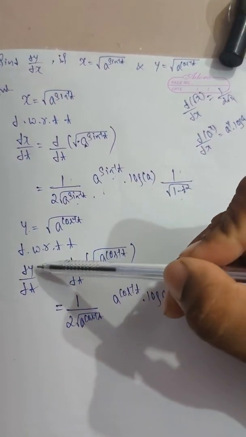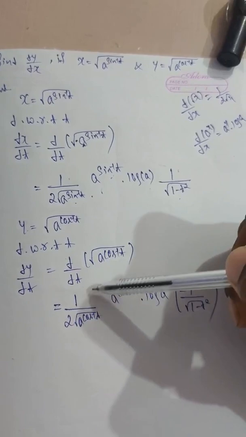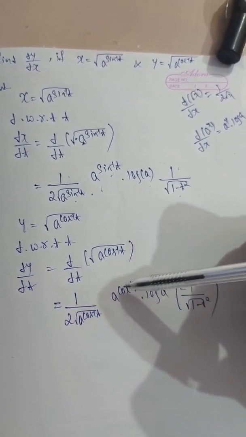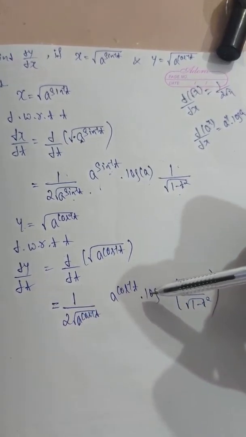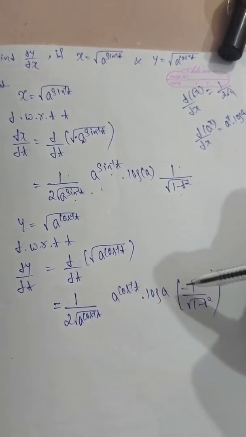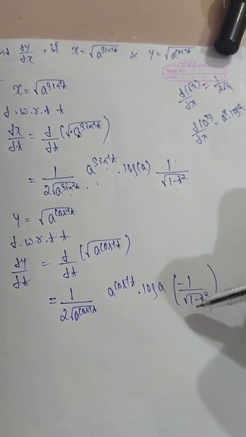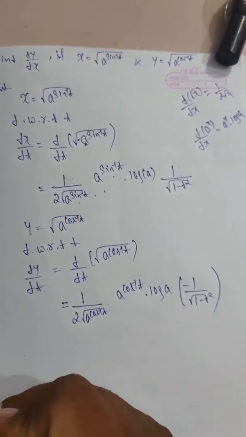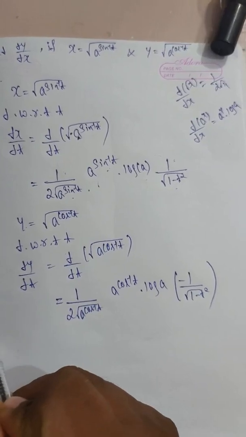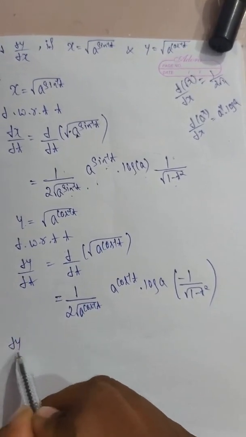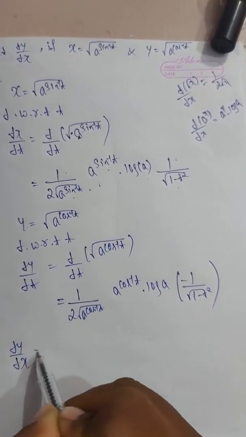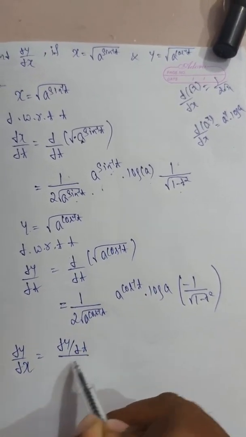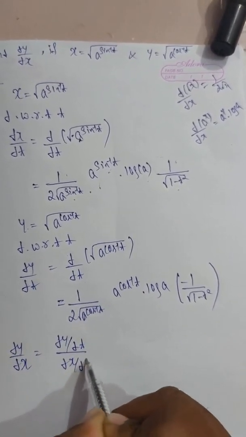Now dy by dt is equal to the differentiation of root, which is 1 by 2 root of a to the power of cos inverse t. Again the differentiation of a to the power of cos inverse t is a to the power of cos inverse t into log a. Again the differentiation of cos inverse t is minus 1 by root of 1 minus t square. Like that we differentiated. Now you want to find dy by dx. So consider dy by dx is equal to dy by dt divided by dx by dt.